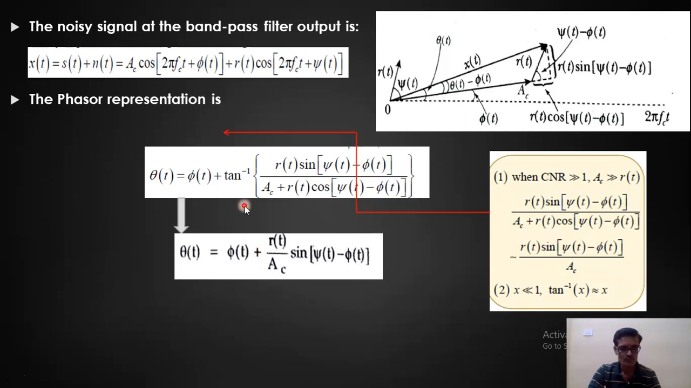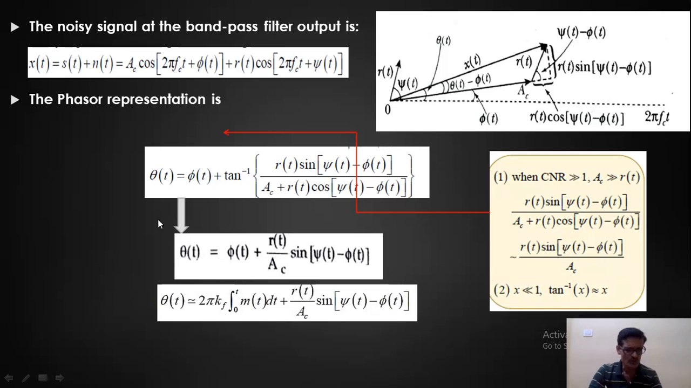What I have written here is phi of t plus R of t sine psi of t minus phi of t divided by just AC. So I substituted phi of t also here. The phi of t is nothing but 2 pi kf integral of m of t dt, which I have taken earlier, right?